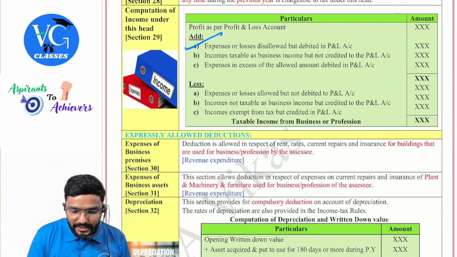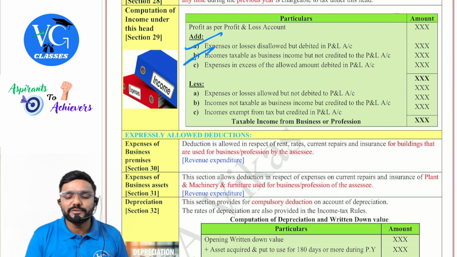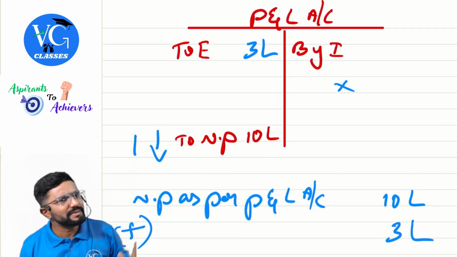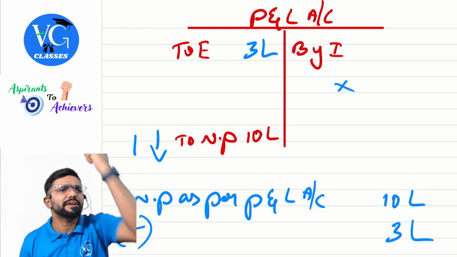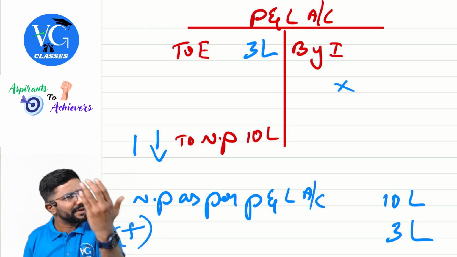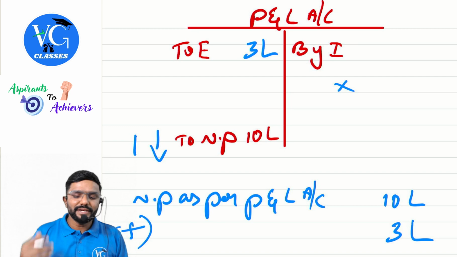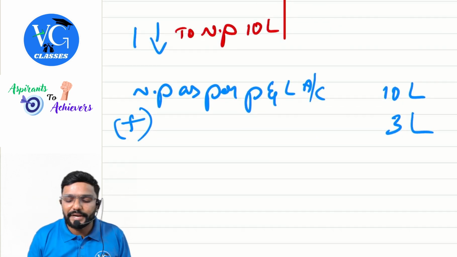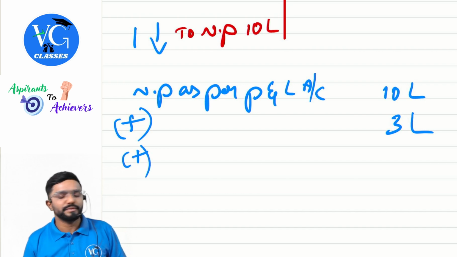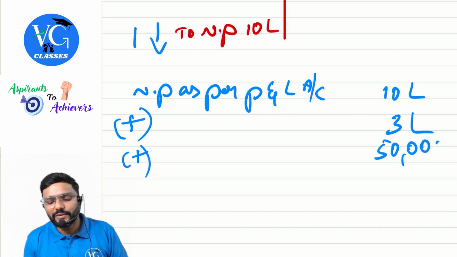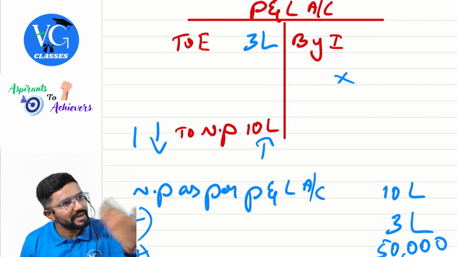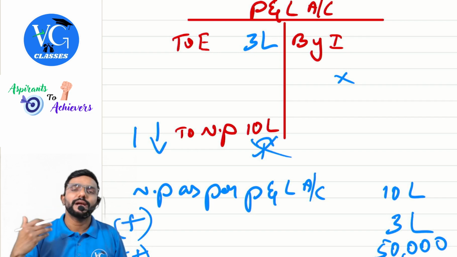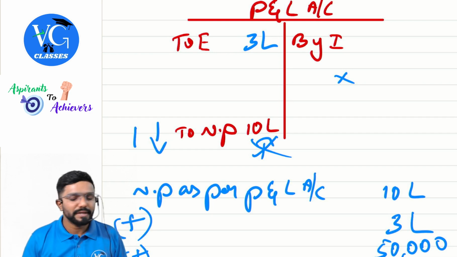Incomes taxable as business income but not credited. Sir, there is one income which is not credited here. But as per income tax law, it is taxable. For example, bad debt recovered. As per section 41, they clearly told it is taxable. But here they're telling, no, it is not credited in accounts. So what should I do? Add it up. So assume it is 50,000. If it was already credited, my profit would have gone up by another 50,000. But have they credited? No, they are not credited. So what should you do now? Add it up.